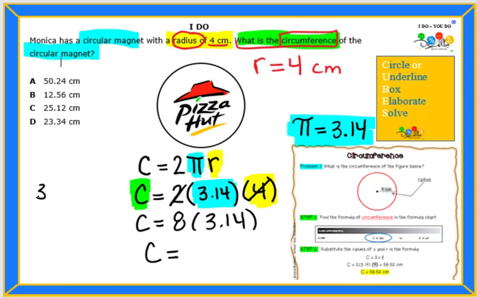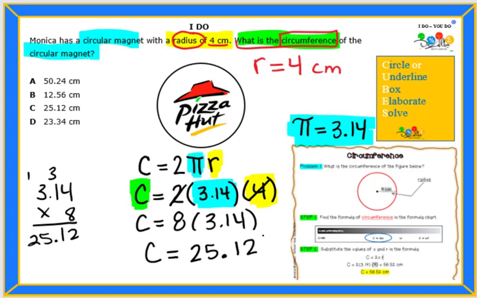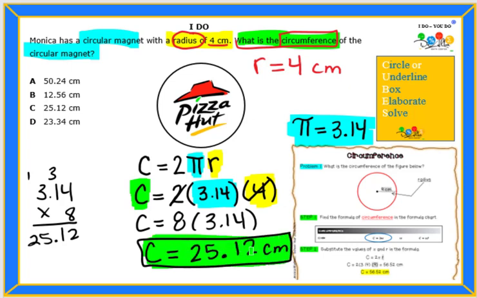So I'm going to multiply 3.14 times 8. That's 32, 11, 25, and then we have 2 numbers behind the decimal. So the circumference is 25.12, and the units were in centimeters. And so we have our circumference is 25.12 centimeters. We look for our matching answer, and it is C.